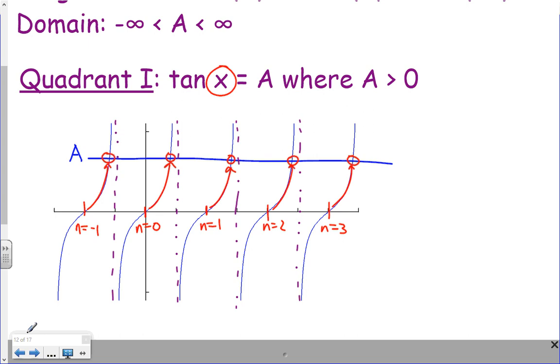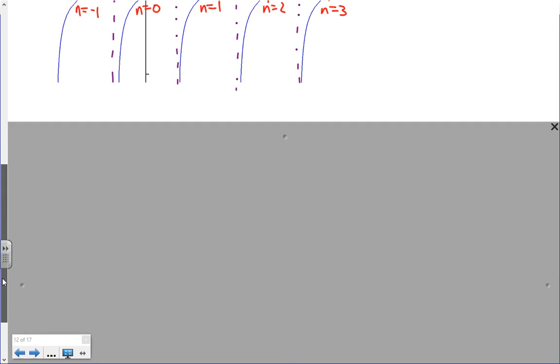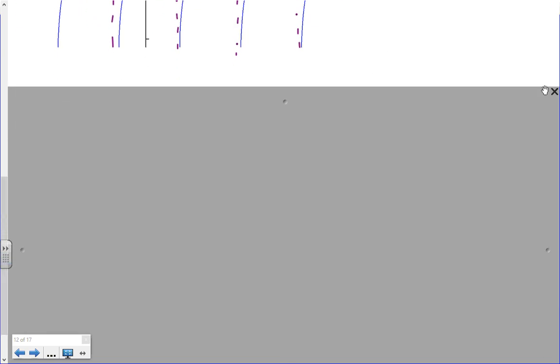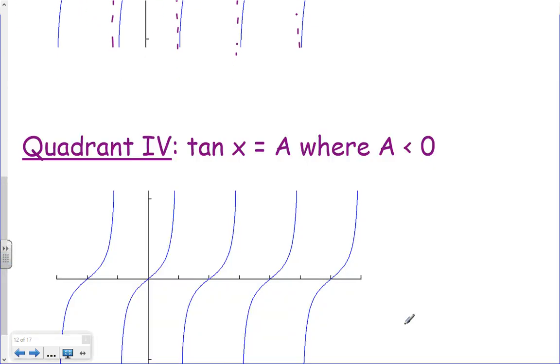Okay, this is what it looks like if a is a positive value. What happens then if a is a negative value? Remember, with arc sine, we found out you end up with something that looks a little bit different. So that's why we investigated that a little further. Let's do the same thing here with arc tangent. Let's take a little closer look at it.